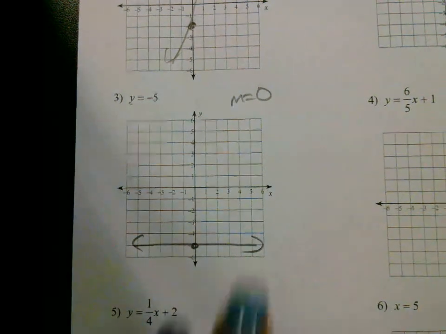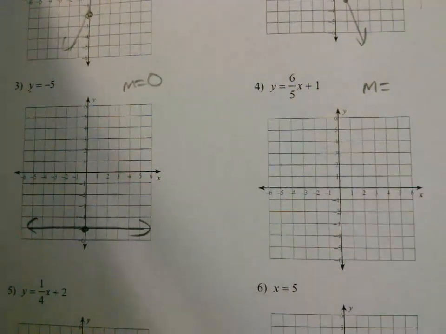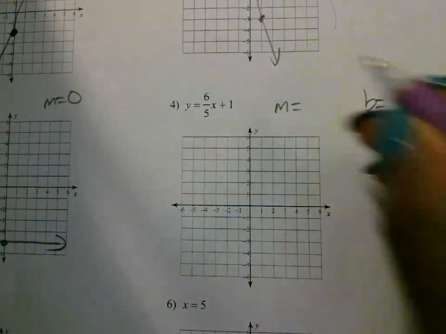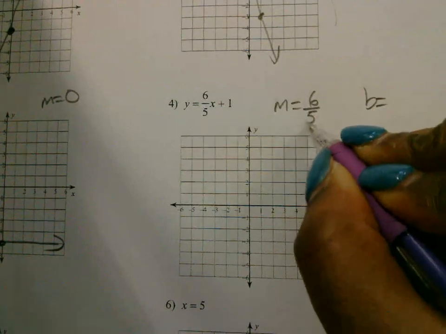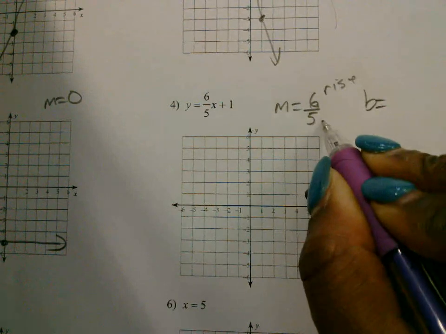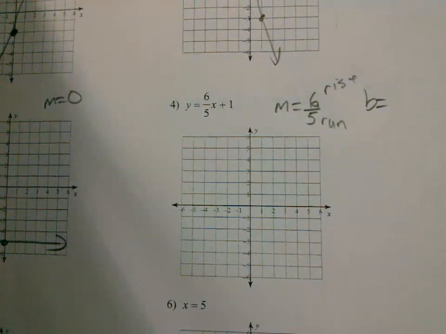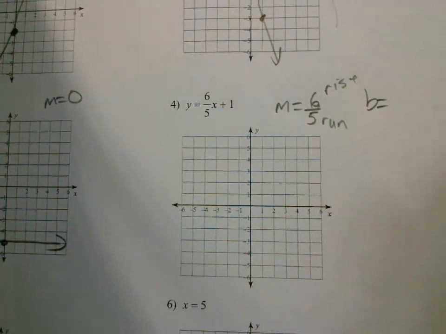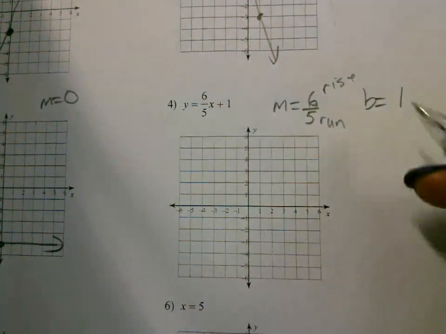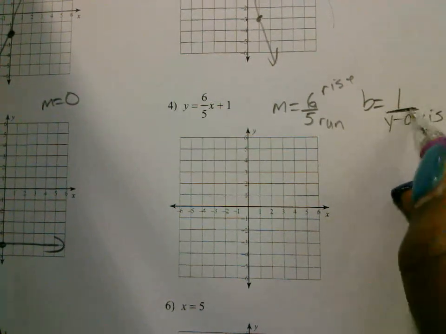All right, number 4. Which one is M? Which one is B? Braylon, which one is M? 6/5. The top number you label as what? Rise. The bottom number you label as what? Run. Tegan, what's the B, baby? +1. Very good. Good job. So you're going to graph this on the y-axis, okay?